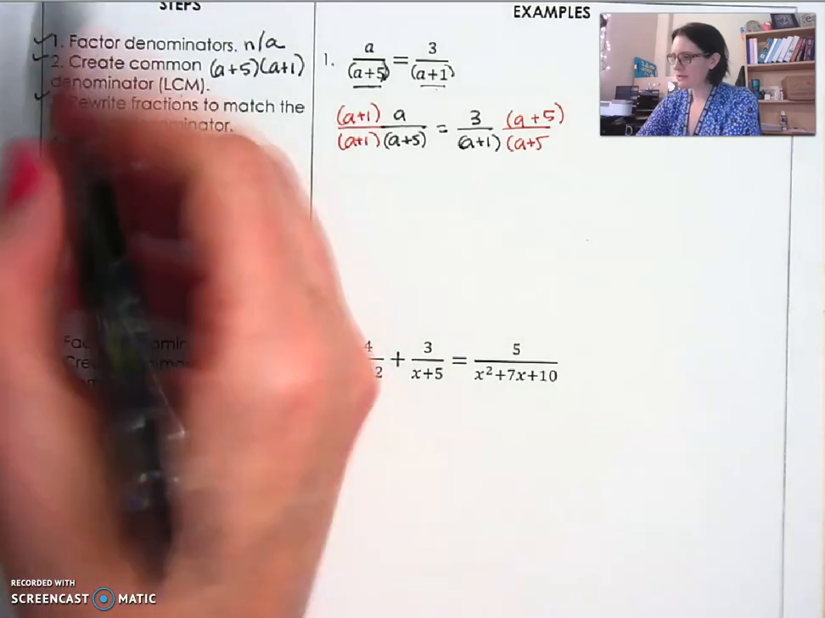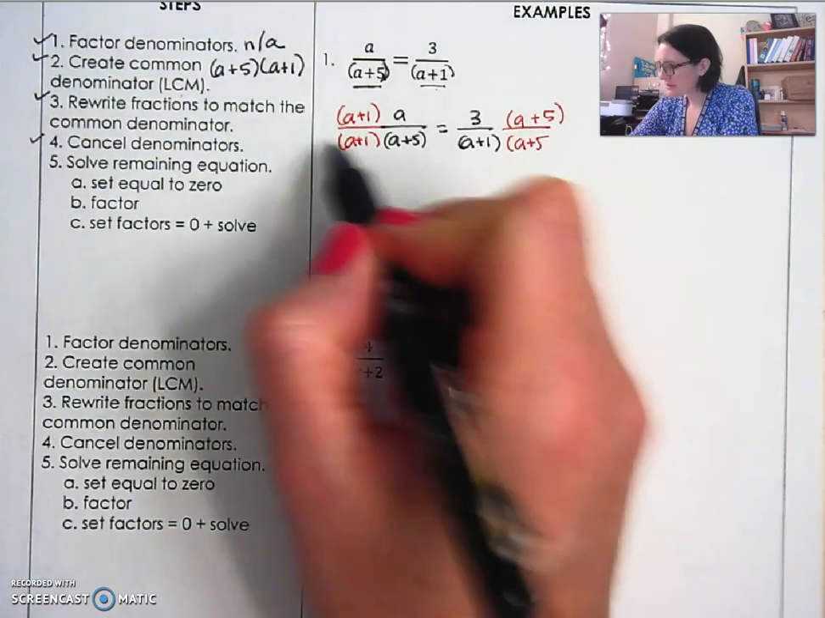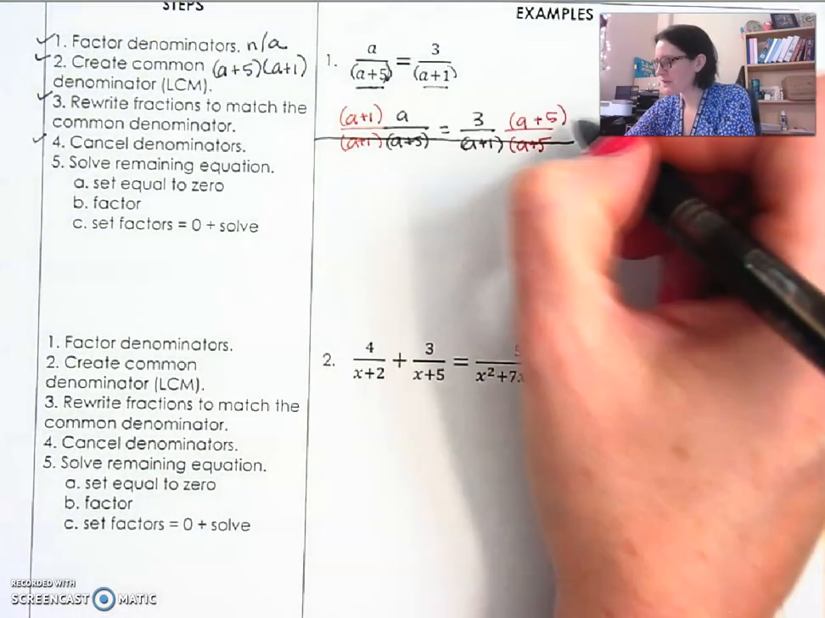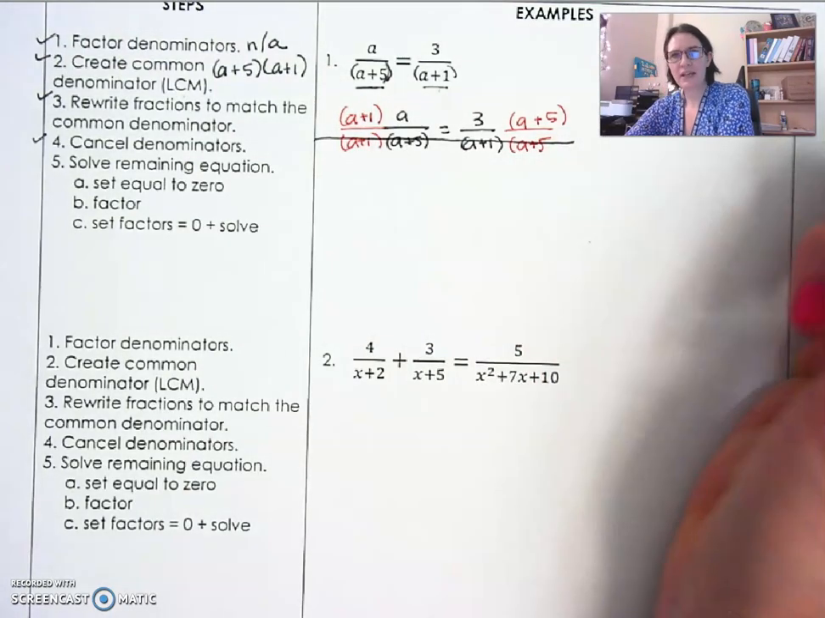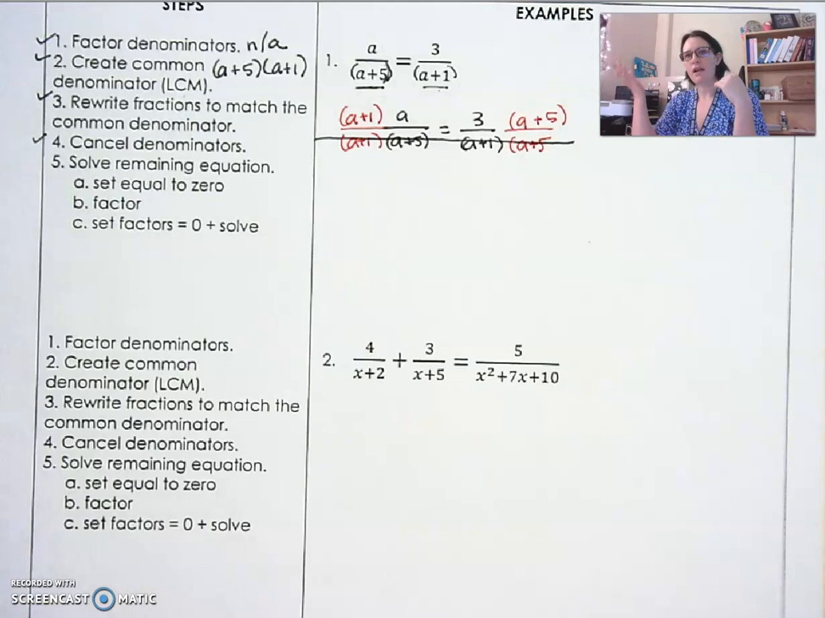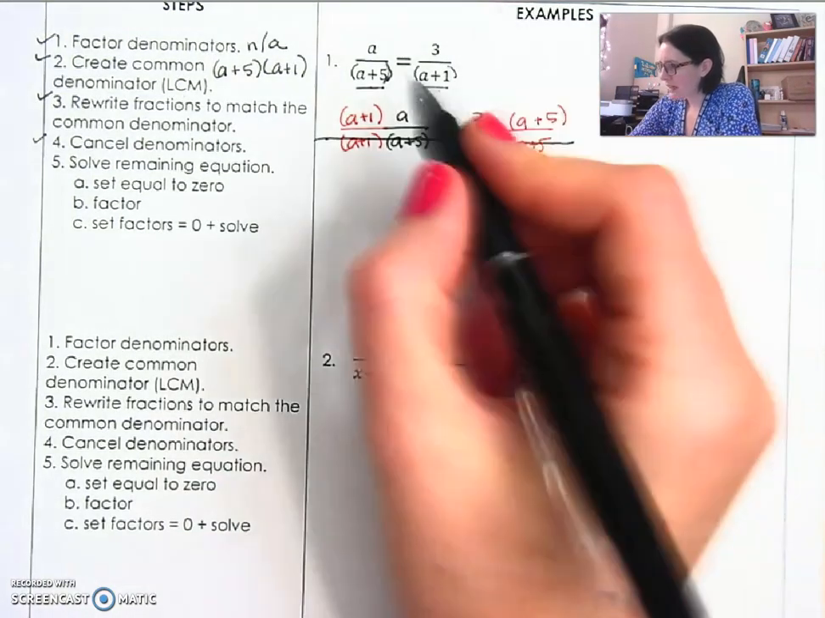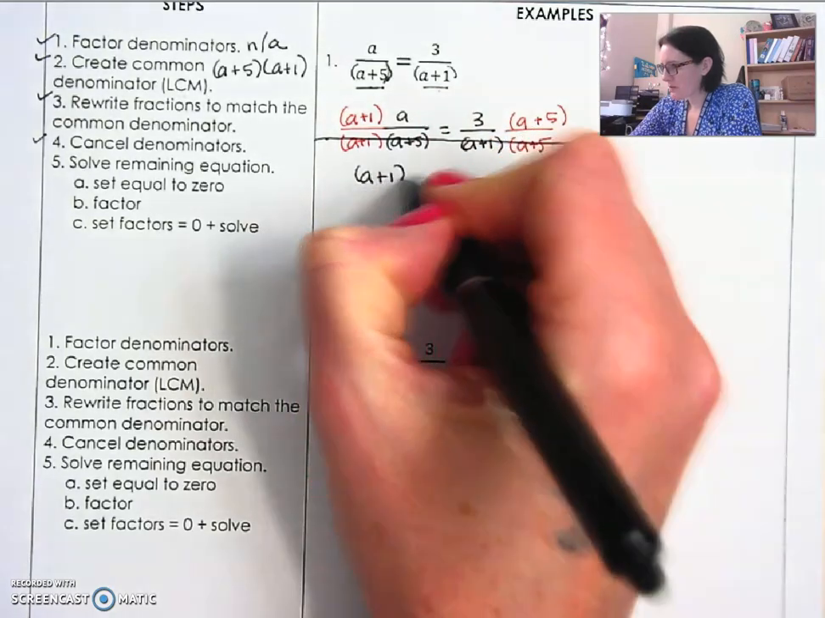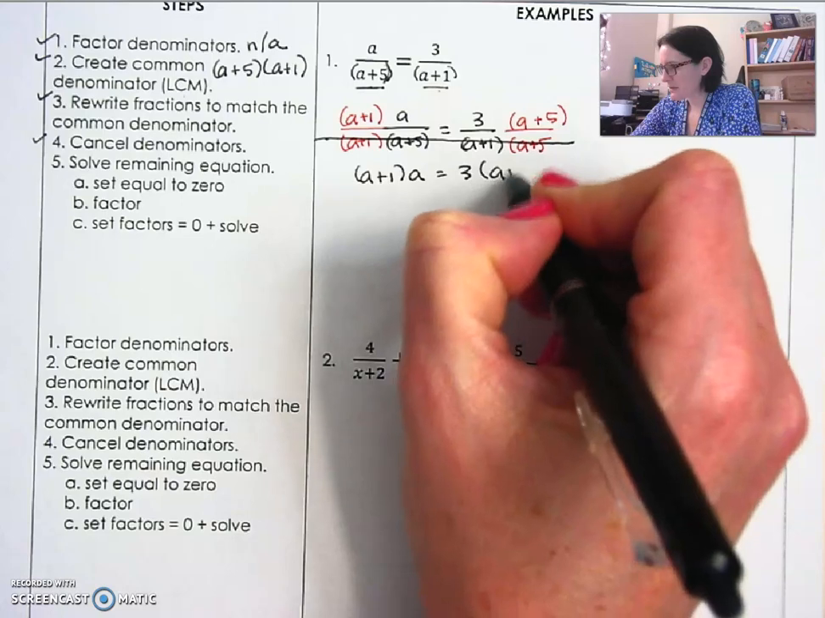Then the next thing we can do is cancel the denominators. Just get rid of them. What's happening here is if I were to multiply both sides of the equation by the common denominator, which I can do because it's an equation. Remember, if you do something to one side, you can do it to the other, and you've preserved the equality of the situation. We're just going to assume that we've done that and that the denominators have canceled. We're just going to go straight to the canceling part right here, and then write the remaining numerators down. So a plus 1 times a equals 3 times a plus 5.